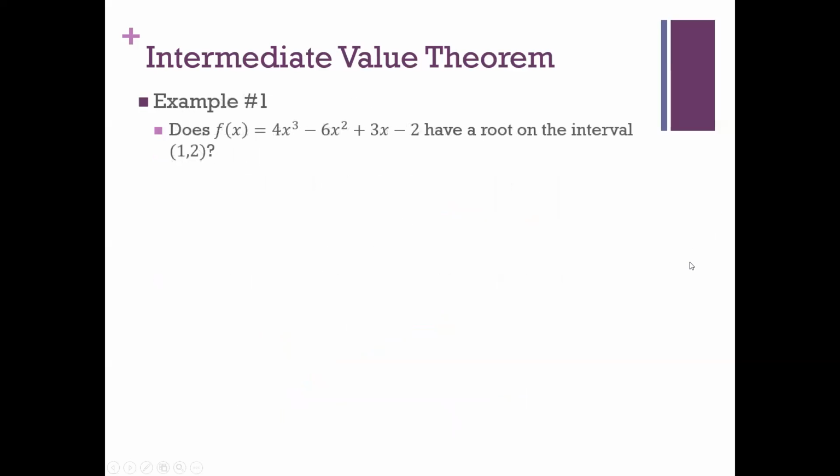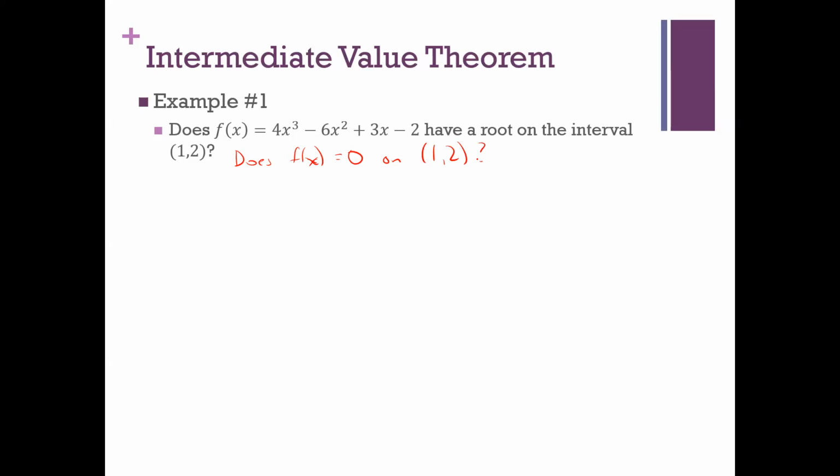All right, this function here, f of x. Does this have a root on the interval 1, 2? What does it mean for a function to have a root? If I said this function has a root at x equals 9, what does that mean about f of 9? It's the x-intercept, so it's where the function equals 0. So basically I'm asking: does f of x equal 0 on that interval?